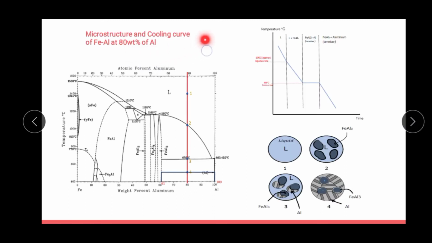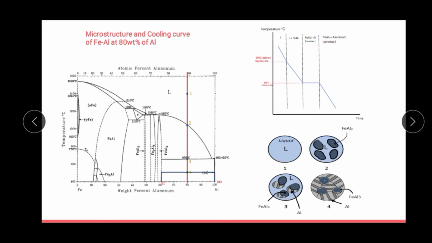Next, we will go through the microstructure and cooling curve of iron aluminide with 80 weight percentage of aluminium. At phase 1, the microstructure is liquid, and at phase 2, the microstructure is cementite and austenite. When it reaches phase 3, the microstructure will be cementite, austenite, and perlite. Then at stage 4, the microstructure will be austenite, perlite, cementite, and graphite.